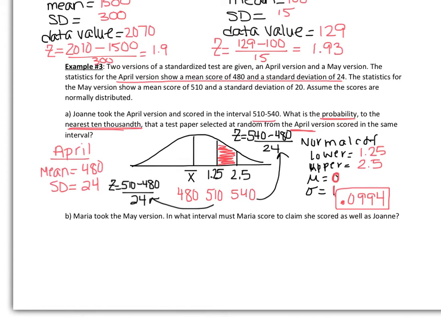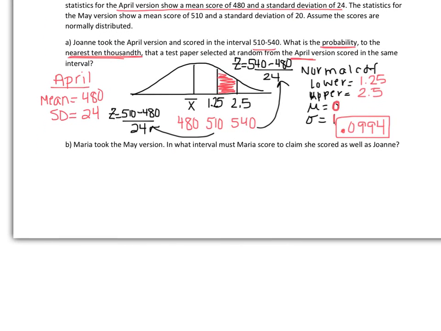Okay, let's look at the second part. It says that Maria took the May version. In what interval must Maria score to claim she scored as well as Joanne? If she scored as well as Joanne, she would be the same standard deviations away from the mean. So to score as well as Joanne, she needs to be within the same z-scores.